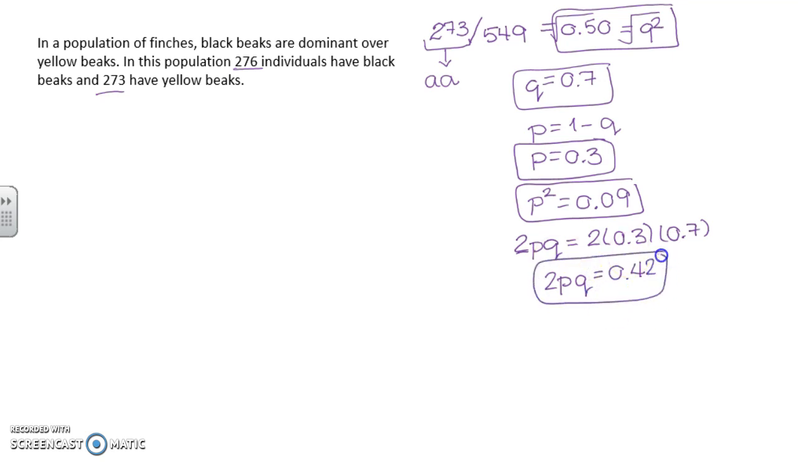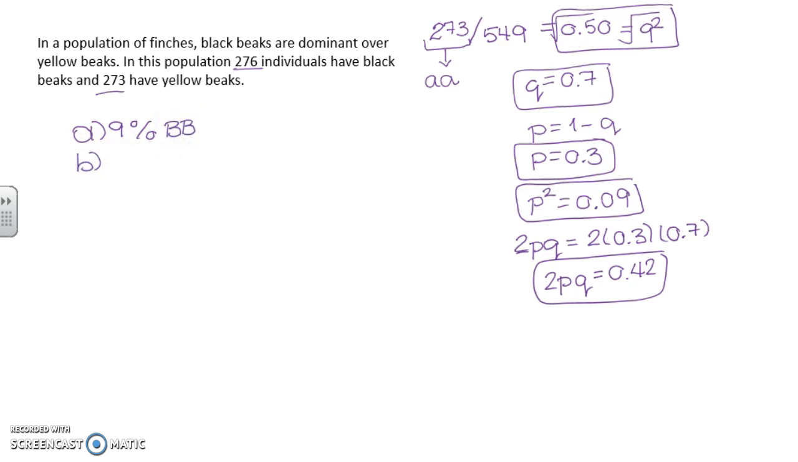2pq in this case is going to be 0.42. And once again, just because we have the variable, we have not finished answering the question. Please pay attention to that on the test. So A was the percentage of the population that is homozygous dominant. In this case, only 9% of the population has the homozygous dominant.